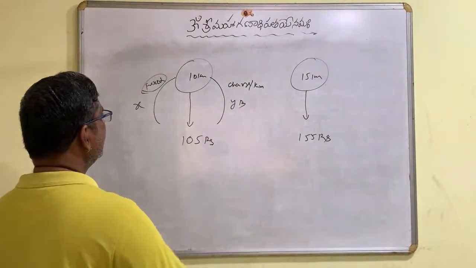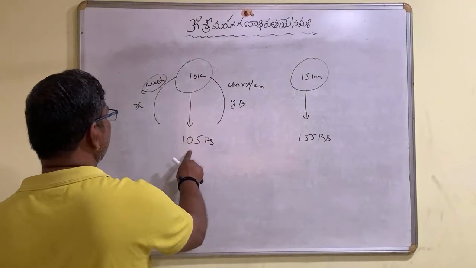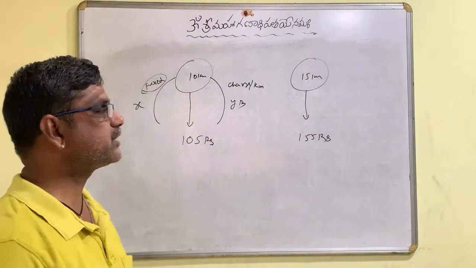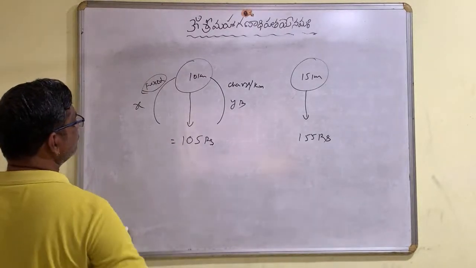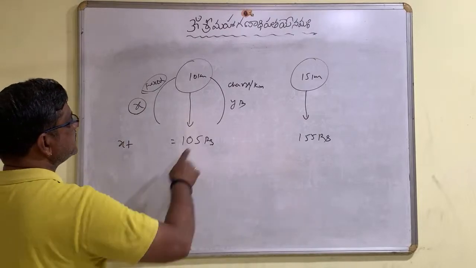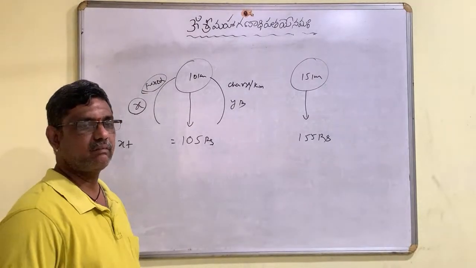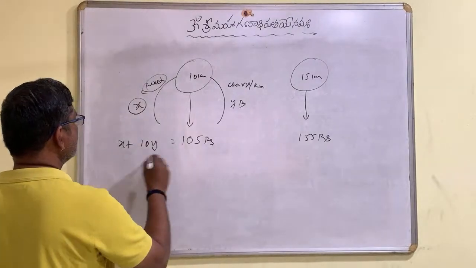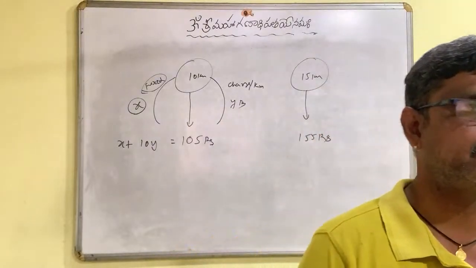Okay, so here a person traveled 10 kilometers and he has to pay 105 rupees. Now we need to form an equation using this situation. For this 105 rupees, fixed charge is X rupees and charge per kilometer is Y rupees. So 10 kilometers, 10Y rupees. So the first equation is X plus 10Y is equal to 105.